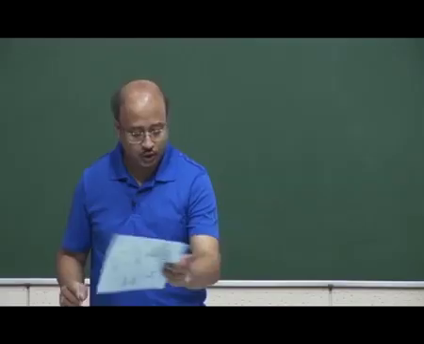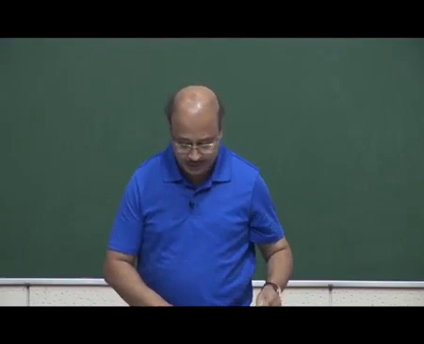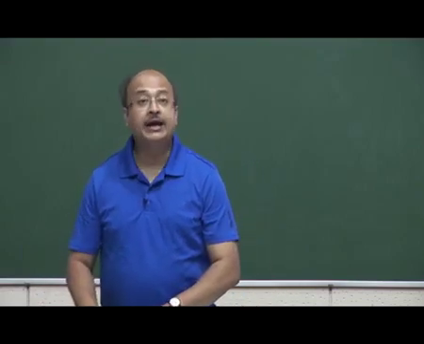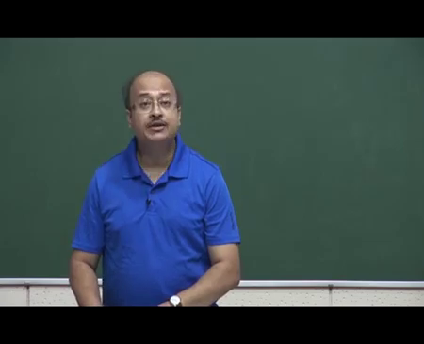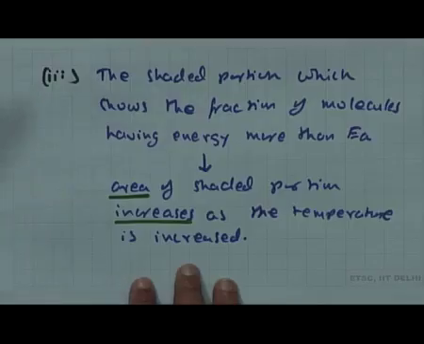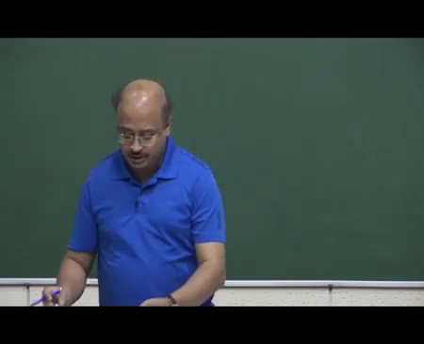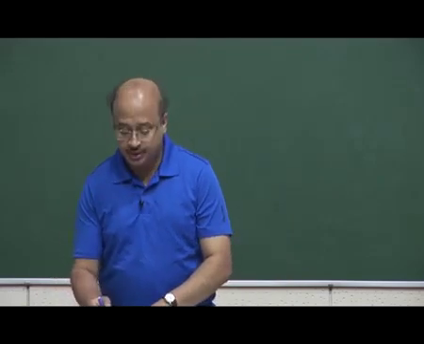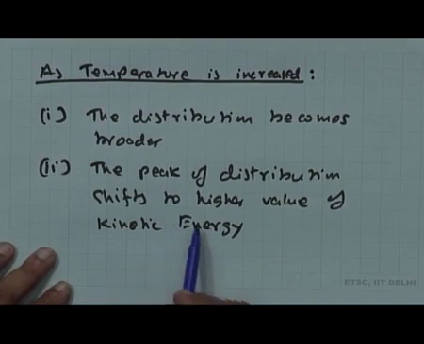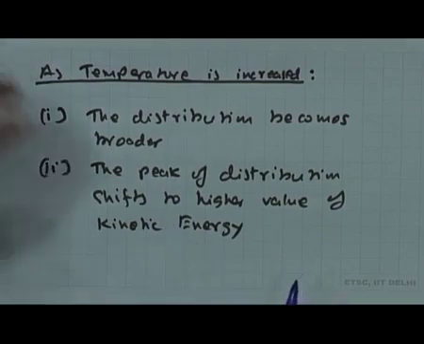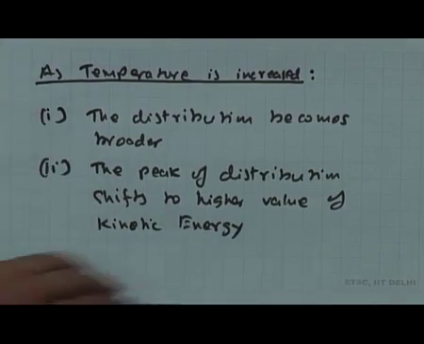Hence, going back to what we wrote, we said that the area of the shaded portion increases as the temperature is increased. Then what we had already mentioned, as the temperature was increased the distribution became broader and the peak of the distribution shifted to higher values of kinetic energy. So, this we had already mentioned.